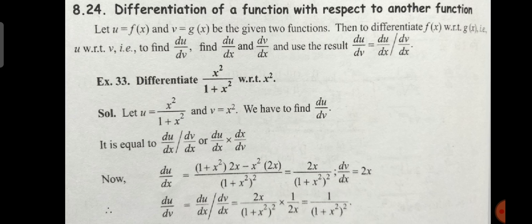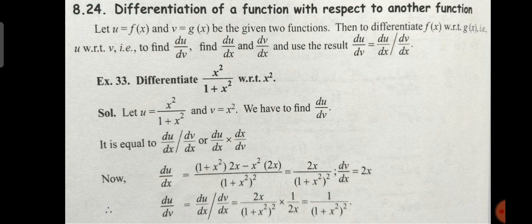Then next is the differentiation of a function with respect to another function. A function is given, and you have to differentiate that function with respect to another. In all the above topics it was with respect to x, with respect to t, but now another function is given to differentiate with respect to. Then what will you do?